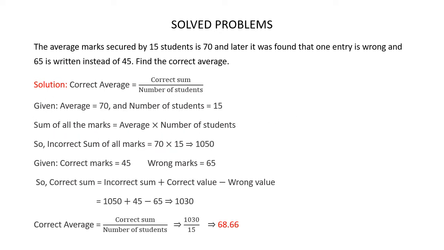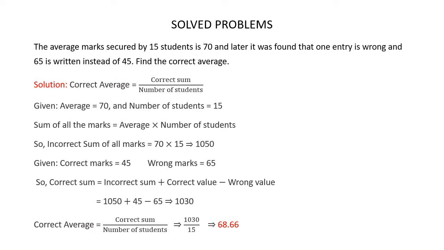The average marks secured by 15 students is 70, and later it was found that one entry is wrong and 65 is written instead of 45. So find the correct average. Now to find the correct average, use the formula correct average is equal to correct sum divided by number of students. Now according to the question, we know that the number of students is 15. So if we calculate the correct sum, then we can find the correct average.